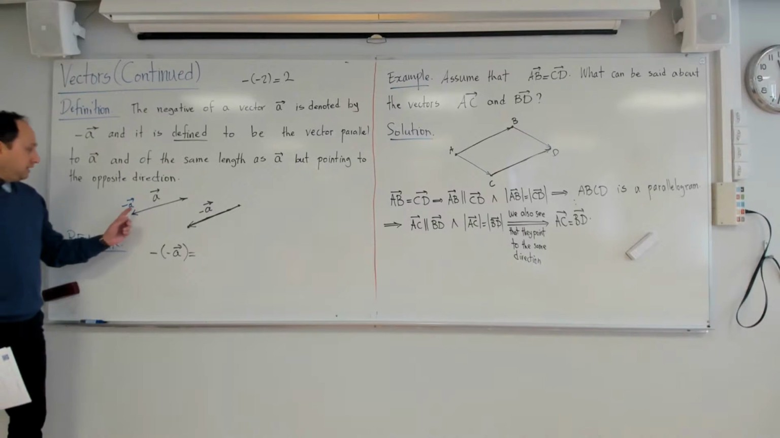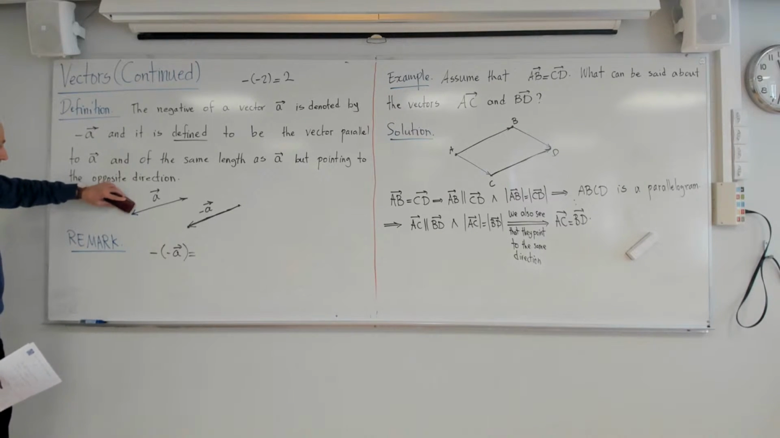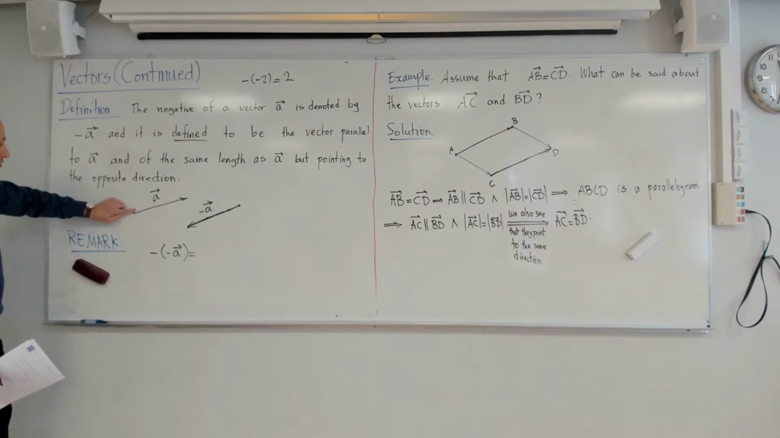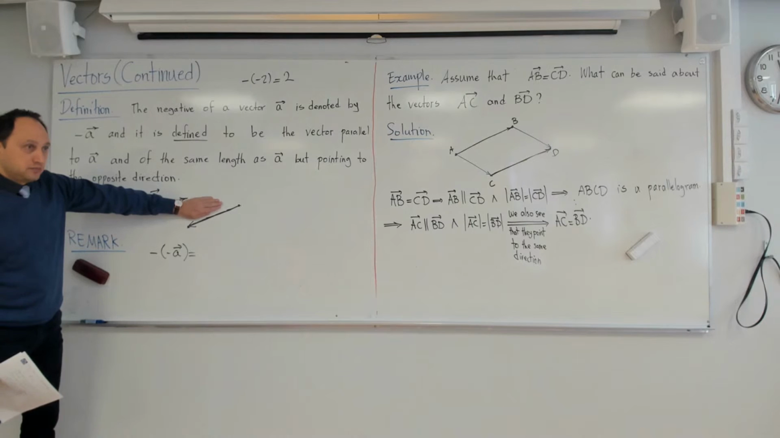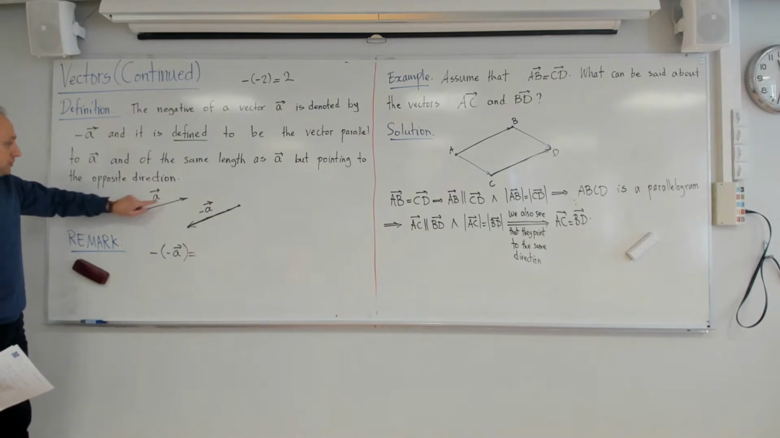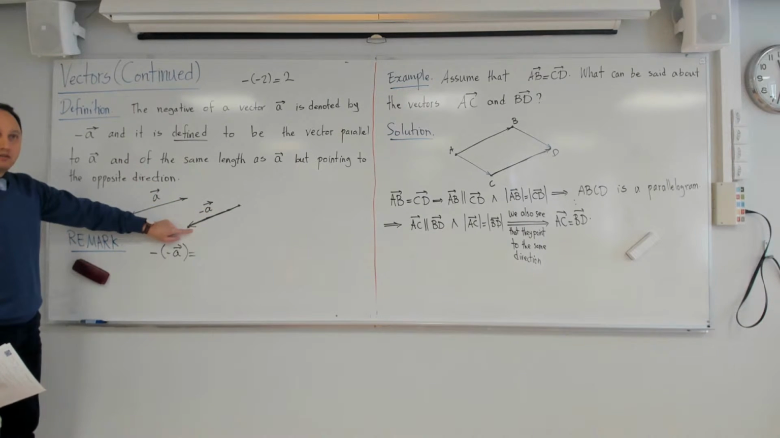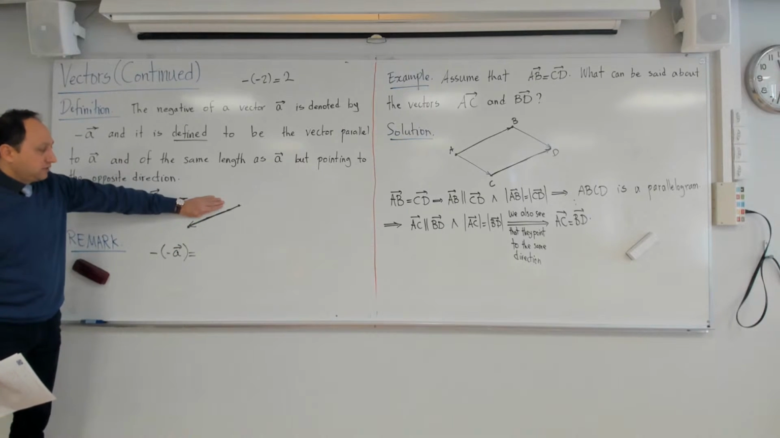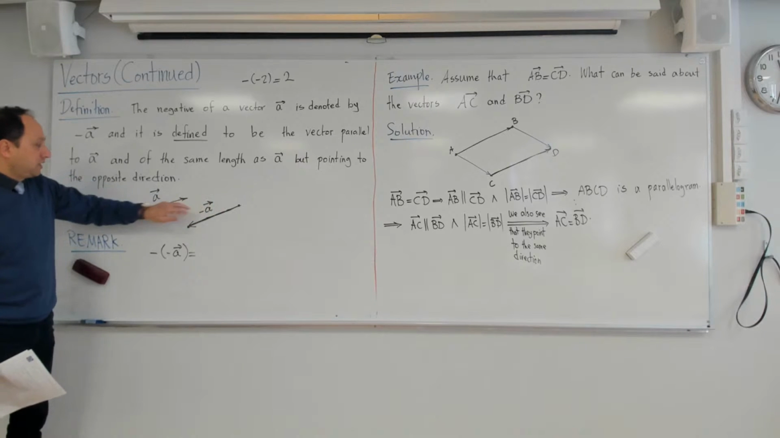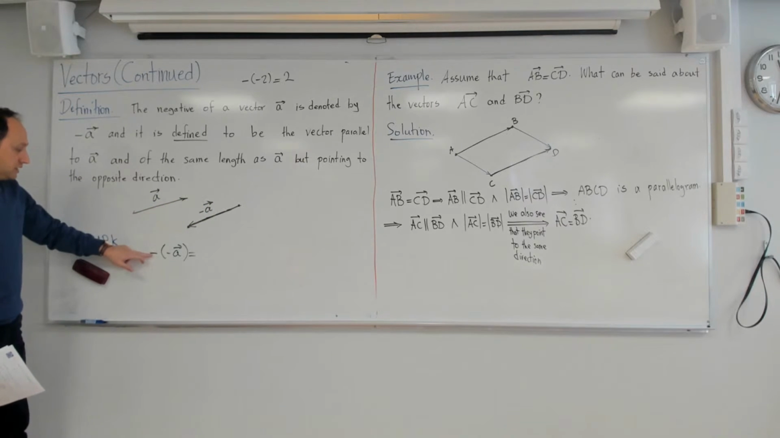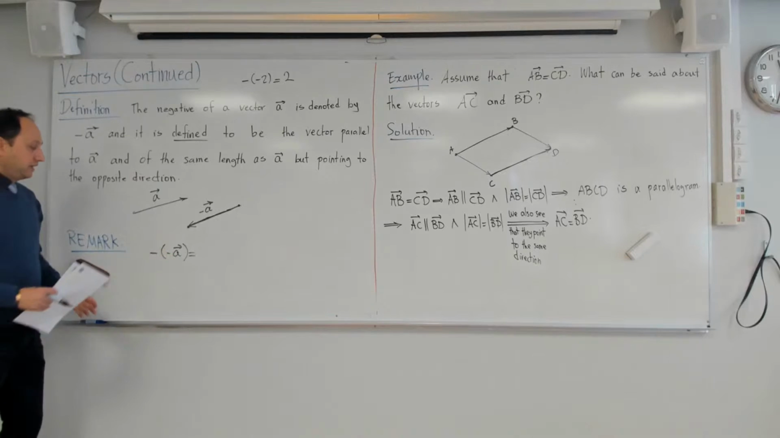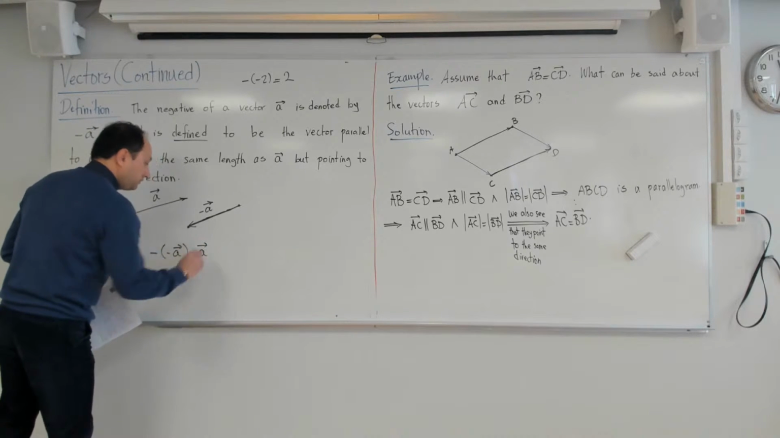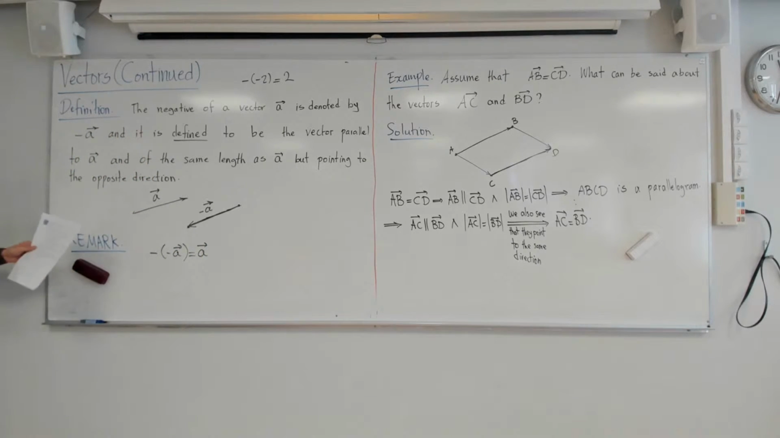So you see, if I ask you to draw the opposite of this arrow, forget about the name, this would be this arrow. The negative of this arrow would be this arrow. If I ask you to draw the negative of this arrow, it becomes the same arrow. So it is clear that the negative of the negative of a vector is the vector itself. That's the same thing that we can have here.